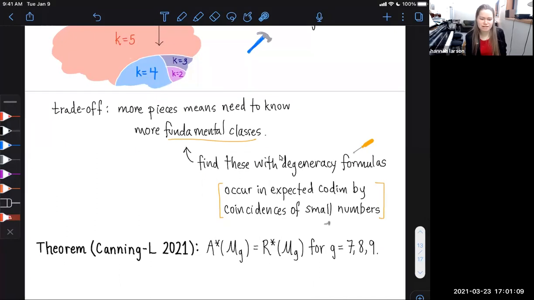So these are the main ideas that went into our proof of the main theorem, which is that the Chow ring of M_g is tautological for g equal to 7, 8, and 9. So thank you, and I'll take questions.